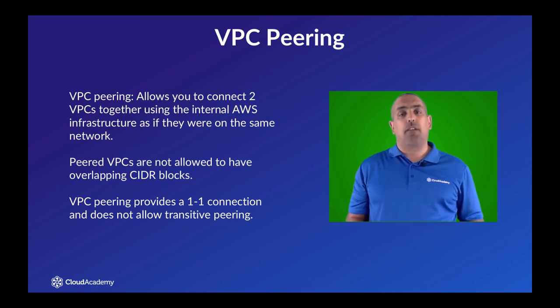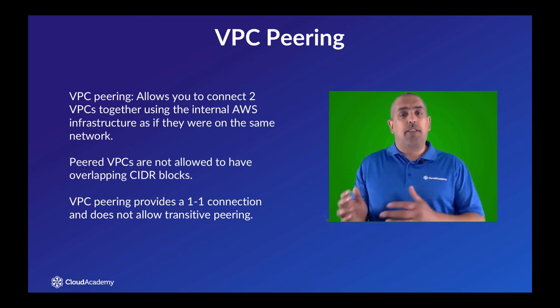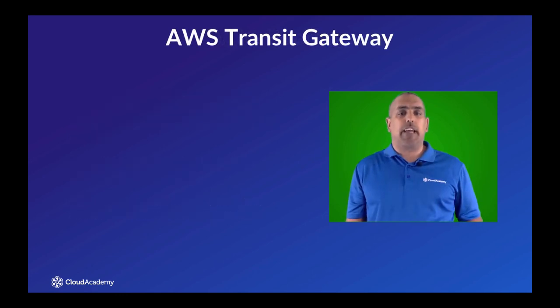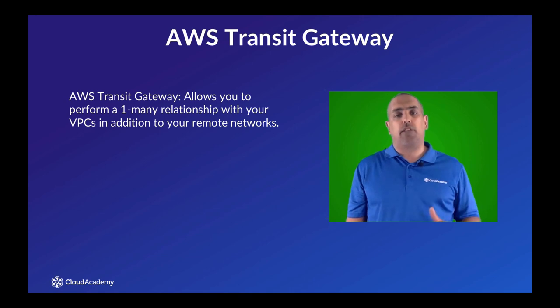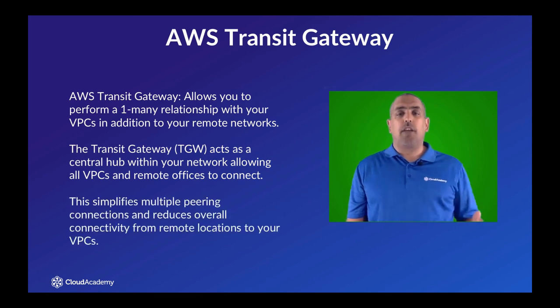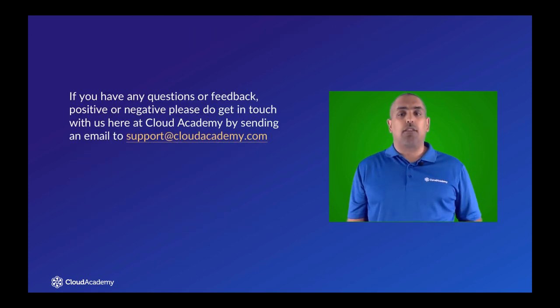You would have to either set up another peer between VPC 1 and VPC 3, or implement the AWS Transit Gateway. Now, the AWS Transit Gateway allows you to perform a one-to-many relationship with your VPCs, in addition to your remote networks as well. The Transit Gateway acts as a central hub within your network, allowing all VPCs and remote offices to connect to it. And this configuration simplifies multiple peering connections and reduces the overall connections required across your infrastructure, including those from remote locations as well.